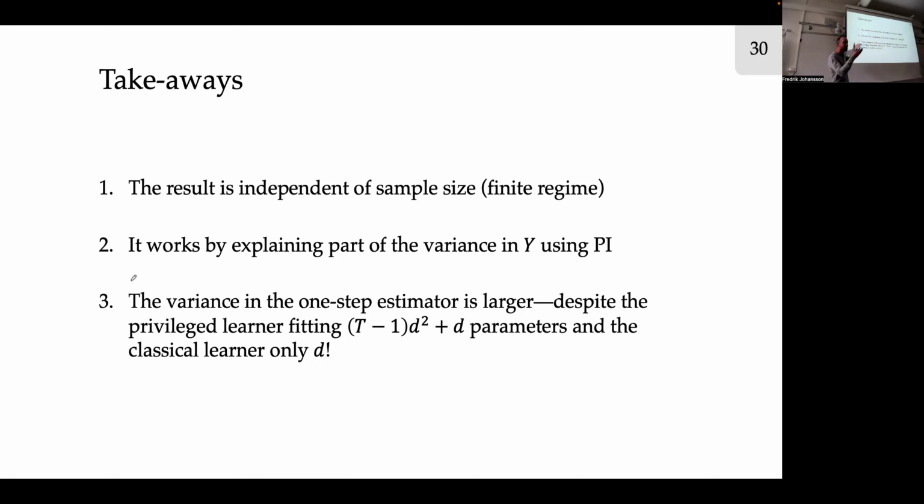Now, the way it works, I would say, is that part of the variance in the outcome that we're trying to fit is explained by the privileged information, because it's itself noisy, and once we condition on it, we know implicitly what those noise variables were, so we can remove part of that noise. One thing to note, though, is that with the privileged learner, we're fitting (t-1) times d squared plus d parameters. d squared because we have a bunch of matrices, and we have t-1 times that, and then we have just a prediction at the end. Whereas the classical learner is only fitting d parameters, and still we're getting a variance improvement.